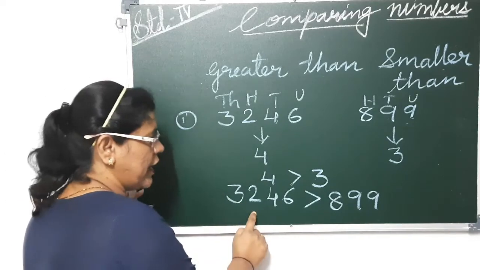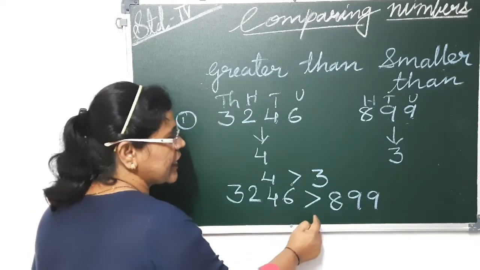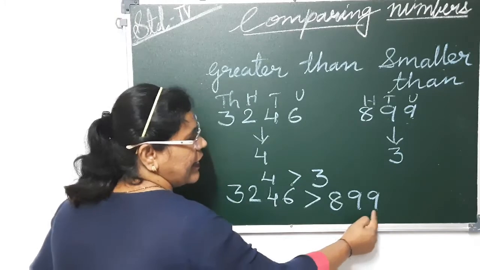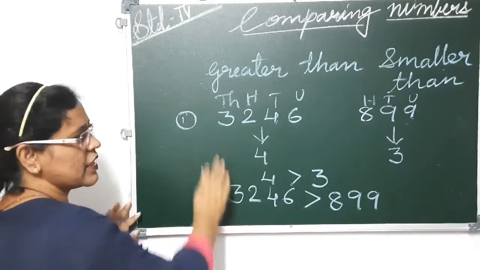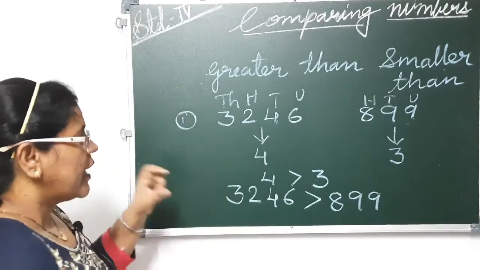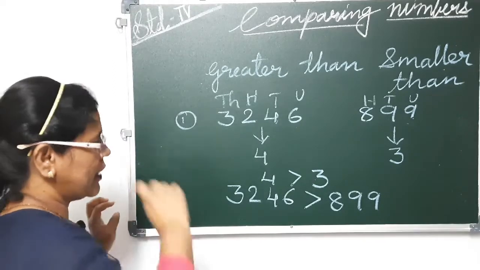So 3246 is greater than 899. Understood? This is the first rule. Okay. Now one more thing I wanted to tell you, my dear students.